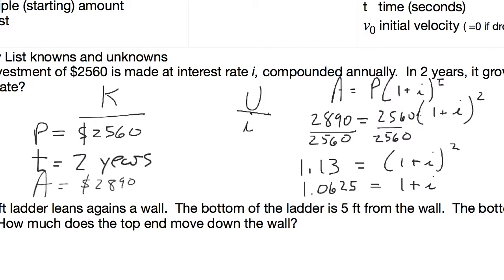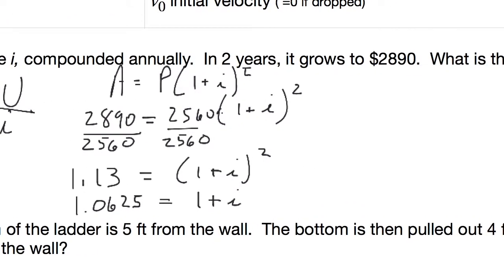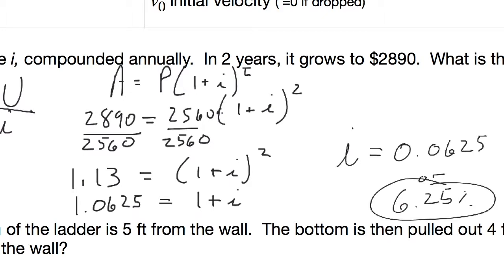I'm going to ignore the plus or minus because we know we can only have a positive interest rate. Then when you subtract 1 from both sides, you get your answer. I is equal to 0.0625 or 6.25%.